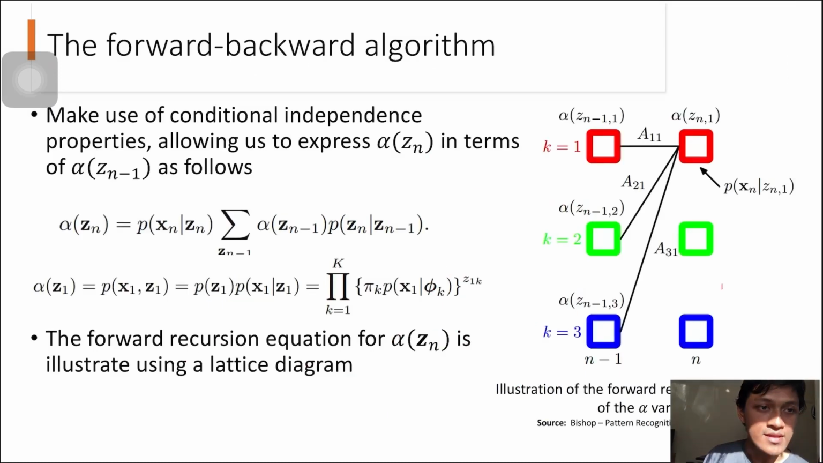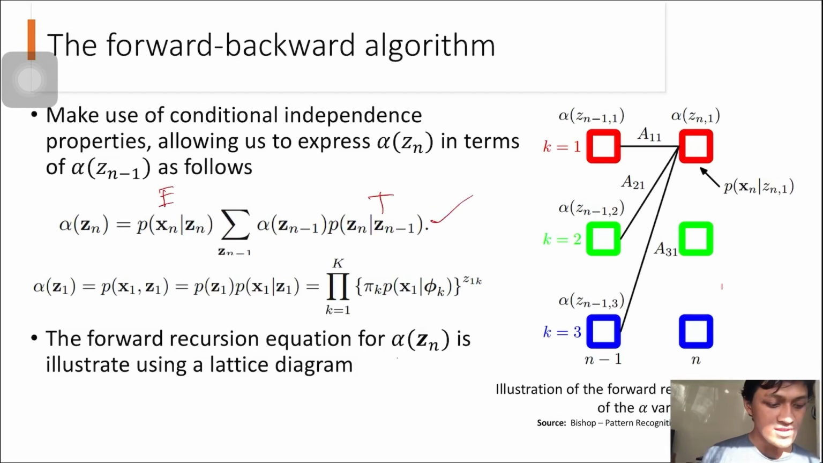For the next one, again, we shall use the conditional independence properties so that we can express the value of alpha zn in terms of alpha zn minus 1. As a result of this conditional independence, we can get this formula. As you can see here, we have a recursive equation, with zn as well as zn minus 1. For the left one, we call this the emission, and for this one, we call it the transition.